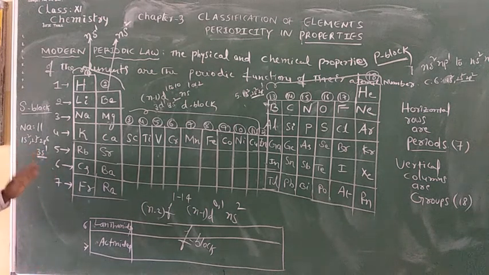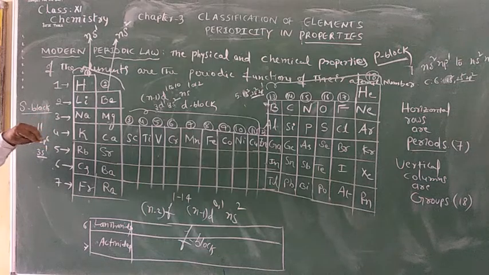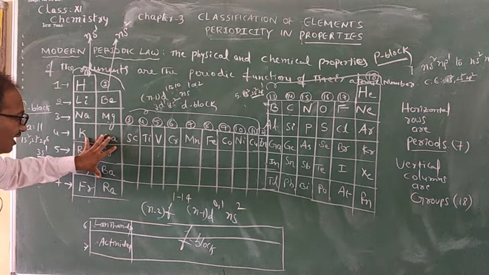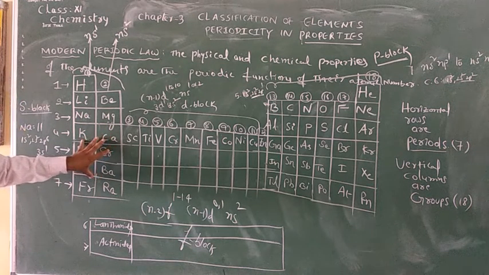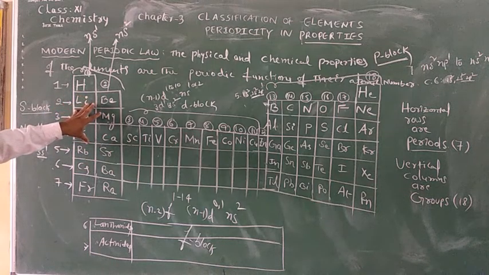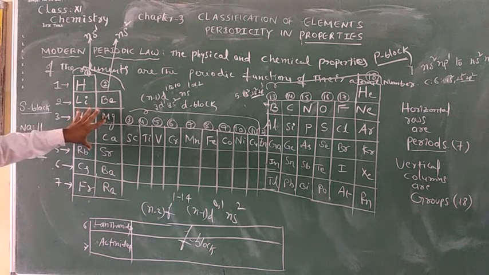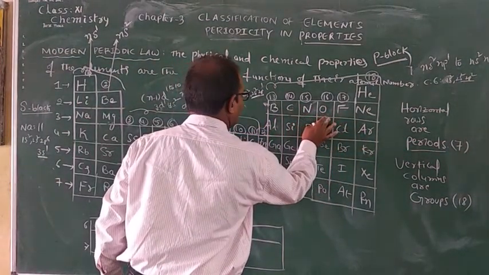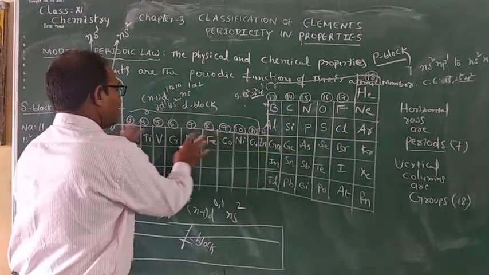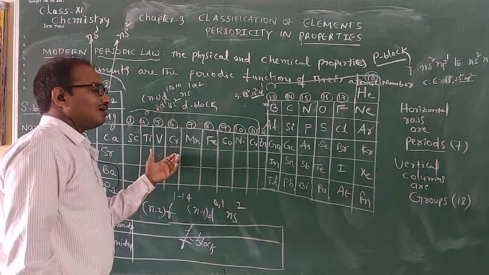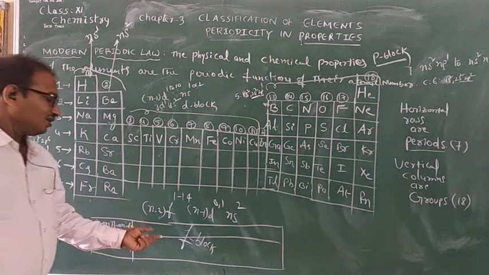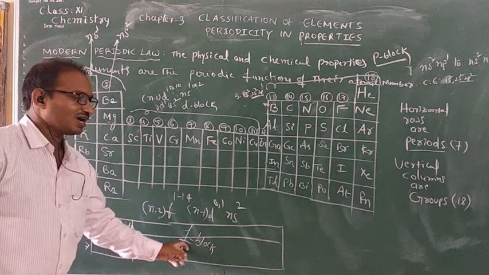So now you might have understood the classification of elements into blocks. First, these two vertical columns are called s block, and these elements are called p block. Between the s block and p block, the middle elements are called d block. And at the bottom of the periodic table, the elements are called f block elements.